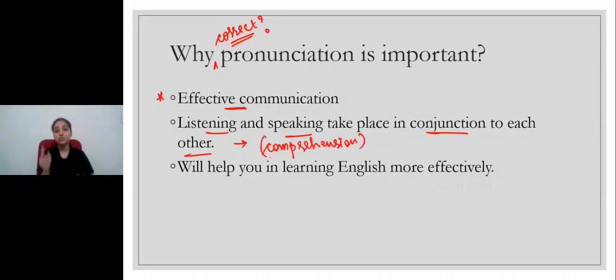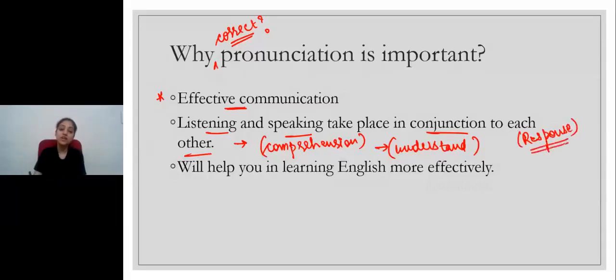Both the parties who are involved in a conversation must be able to comprehend what the other person is saying. Only when you understand clearly what the other person is saying will you be able to come up with a suitable response.